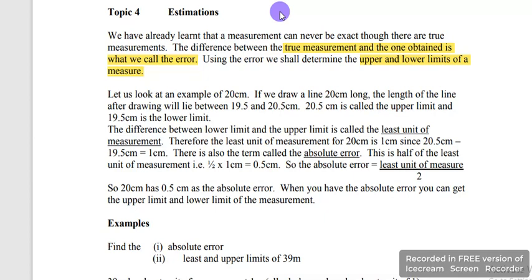So let us look at an example. We have an example here of 20 centimeters. If we draw a line 20 centimeters long, the length of the line after drawing may lie between 19.5 and 20.5. 20.5 is called the upper limit, then 19.5 is known as the lower limit. That is what we have.